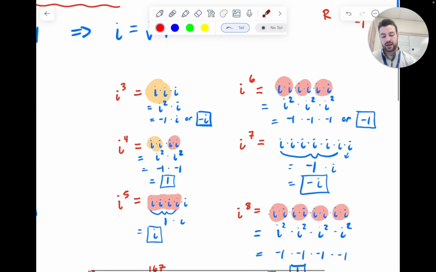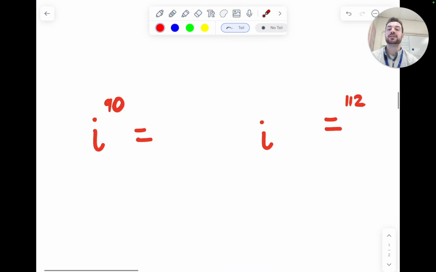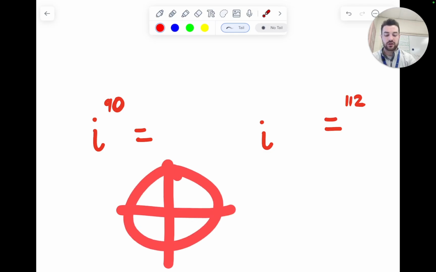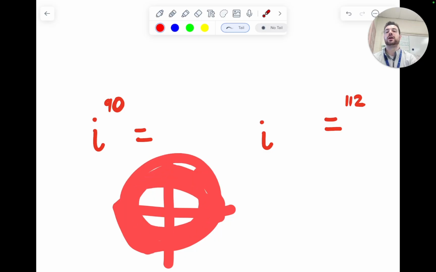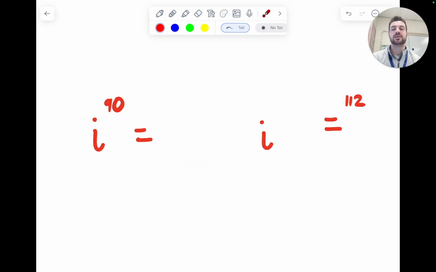Let's take a look at a few examples. We have i to the 90th power. So we could sit here, draw our circle and go, okay, 1, 2, 3, 4, 5, 6, 7, all the way to 90. However, obviously it's not very efficient. So instead, and some of you may have figured this out already, we can take 90 and divide it by 4.